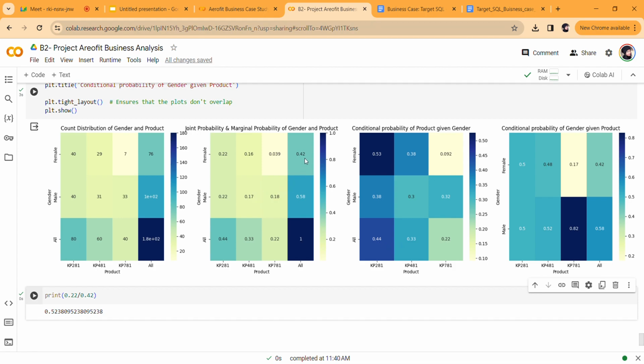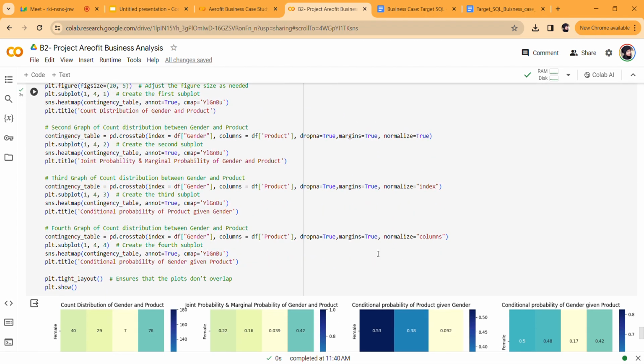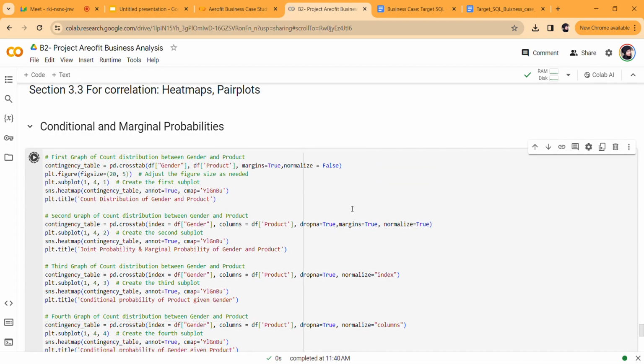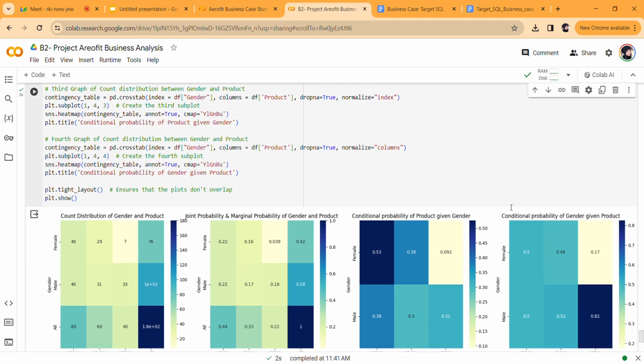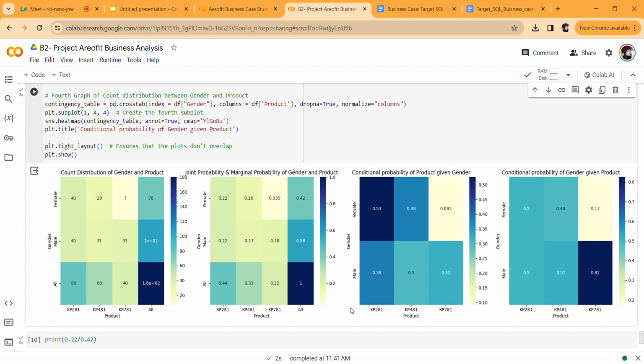So we have to divide it, but not by 0.44. We need to turn off this margin. Wait a sec. The margin should be removed from here, because in conditional probability we don't need the margin. Now you can see the margin is removed, and we are able to see only the proper conditional probability of any product given that they are male or female.